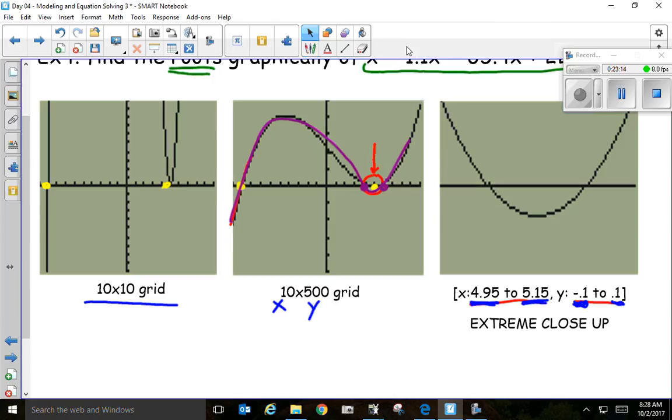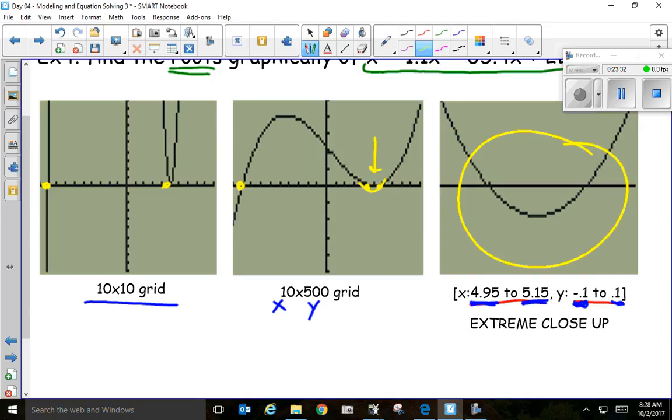Wait, explain that. Oh, I see it. Yes. So right here where we zoomed in, like I said, we know it touches once here, but right where we zoomed in, it doesn't touch once, it touches twice. It dips below, then comes back up, like that. We just can't see it unless we zoom way in. Okay?